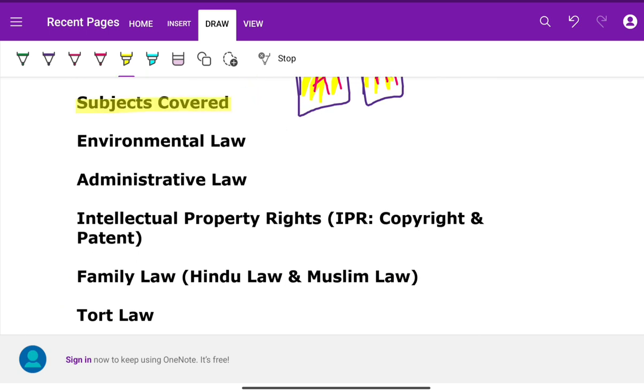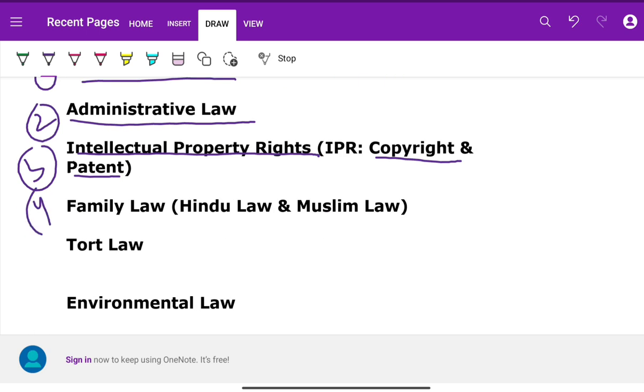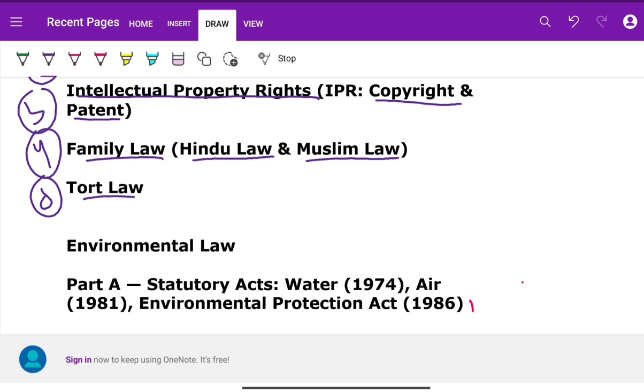Now let's see what all are the subjects that are covered. The first one is the environmental law. Second is the administrative law. Third is the IPR, intellectual property right. It has 2 parts, copyright and patent. And the fourth one is the family law. Family law also has 2 parts, Hindu law and Muslim law. And the fifth is the tort.